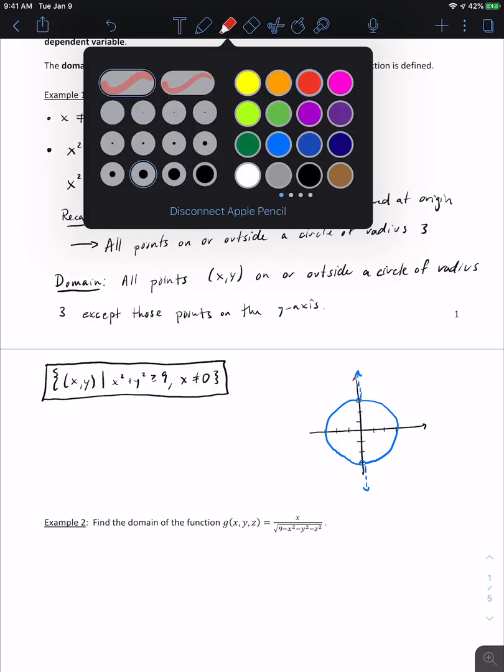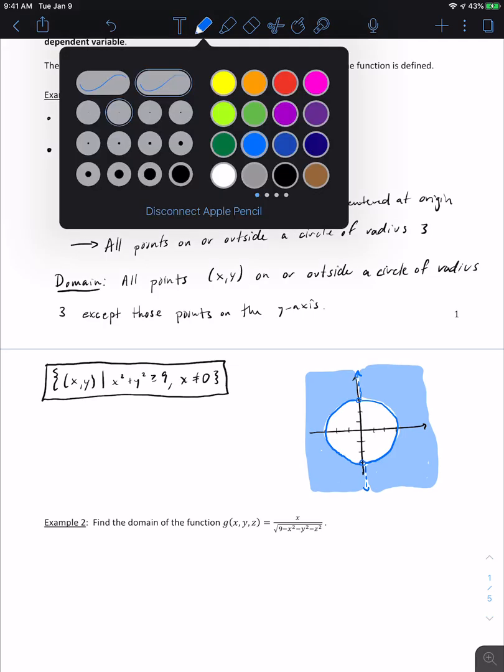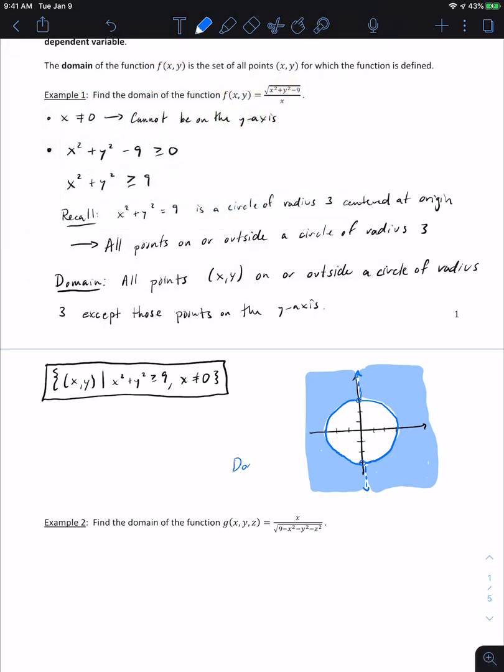And then now if I'm going to color in my domain, it would just be everybody on the outside of this, right? So all this, but not the y-axis and not inside that circle. Right? So what I'm coloring in here is the domain. Every single point except inside the circle and except on the y-axis. Right? So that is the domain illustrated.